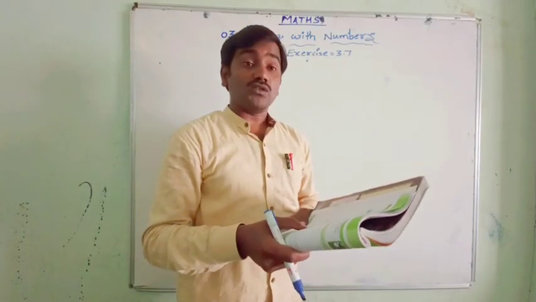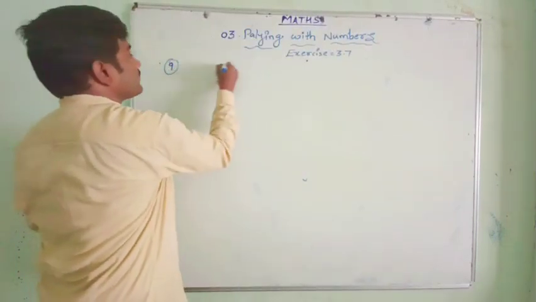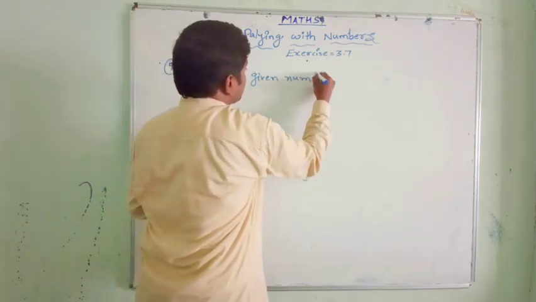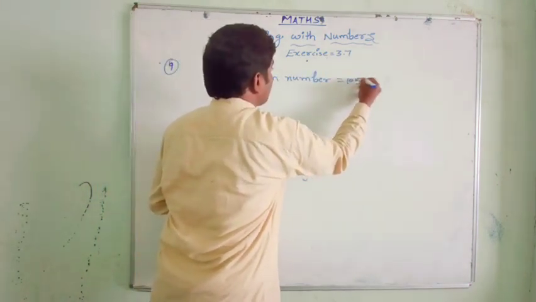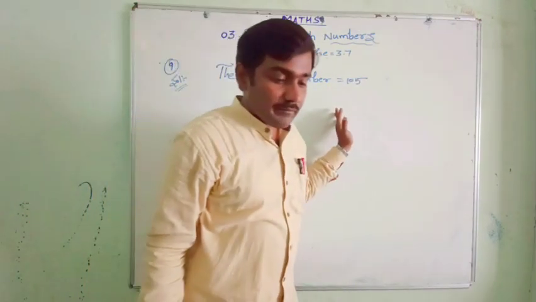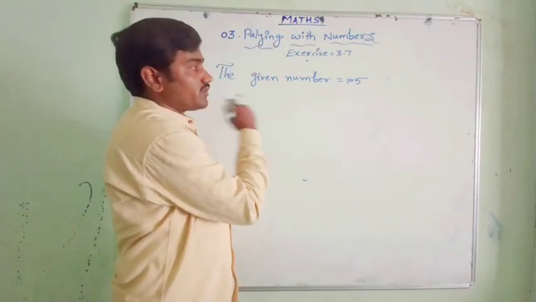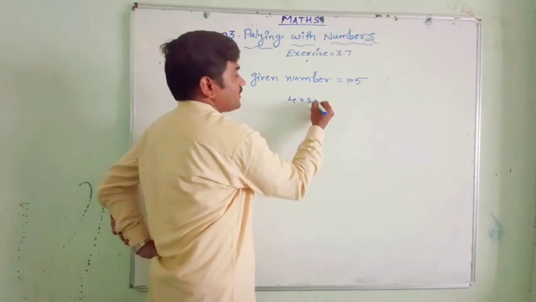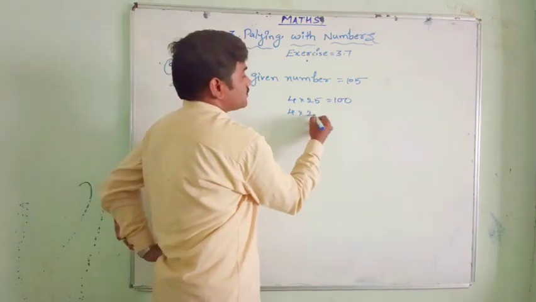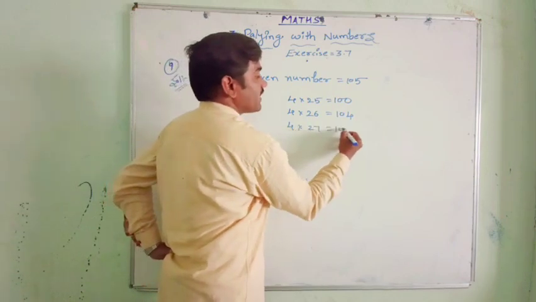Write the nearest number to 105 which is divisible by 4. The given number is 105. Okay, write the nearest number which is divisible by 4. We know that exactly 4 into 25 is 100. Okay, 4 into 26 is 104. 4 into 27 is 108.